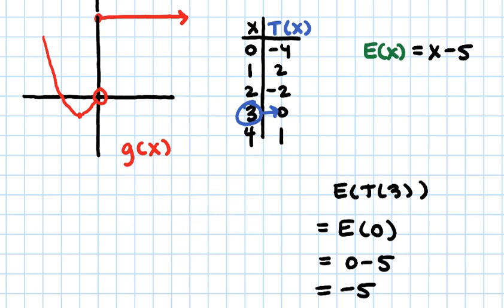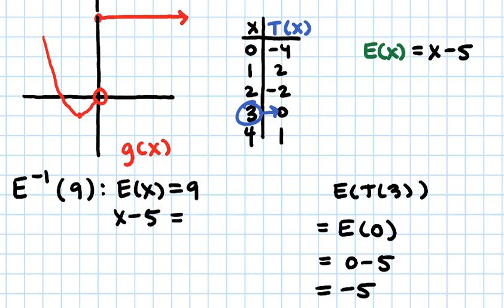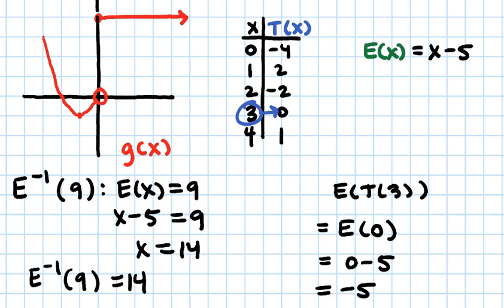And really the last thing I've got for y'all is, how would you find something like e inverse of 9? Well, you would attack this one the same as all the rest of them. You're going to solve for x, and you're going to set e of x equal to 9. So you've got e of x equal to 9, and you've got an equation for e of x, that's x minus 5. Then I'm going to add 5 to both sides, and I'm going to say x equals 14, and conclude that e inverse of 9 is equal to 14. And that's all I got for you for this video.